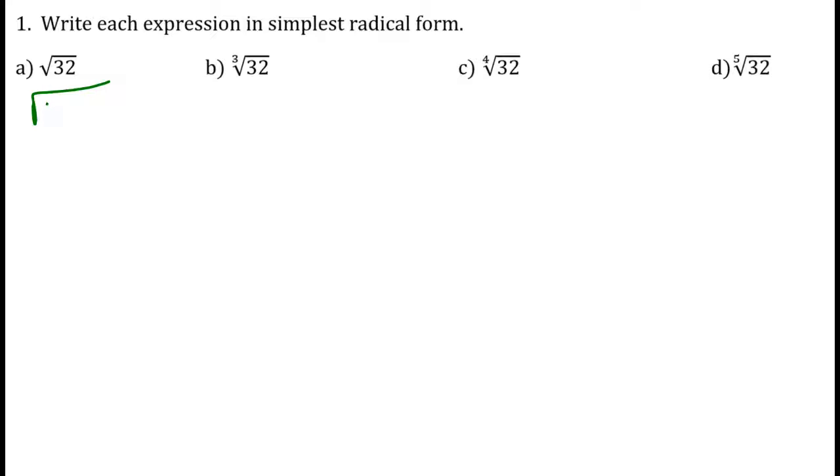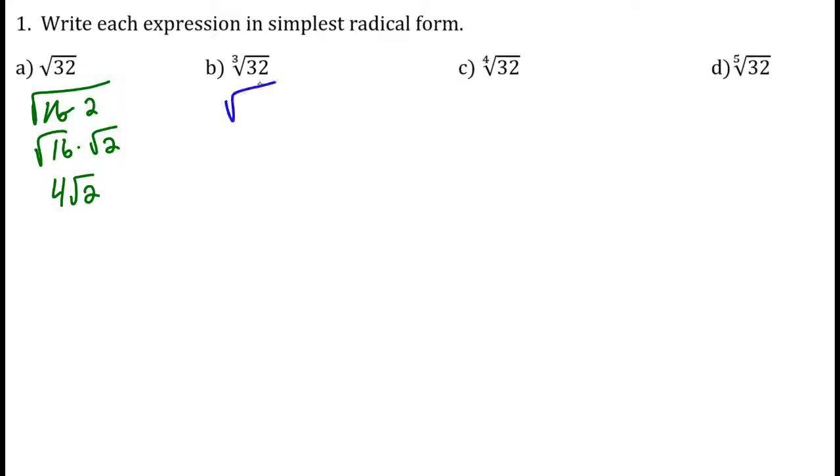And that happens to be 16 times 2. So this is the square root of 16 times the square root of 2, which is 4 radical 2. So when the index is really 2, we're figuring out what's the perfect square that's a factor of 32. For the perfect cube, we need to say what's the largest perfect cube factor of 32.